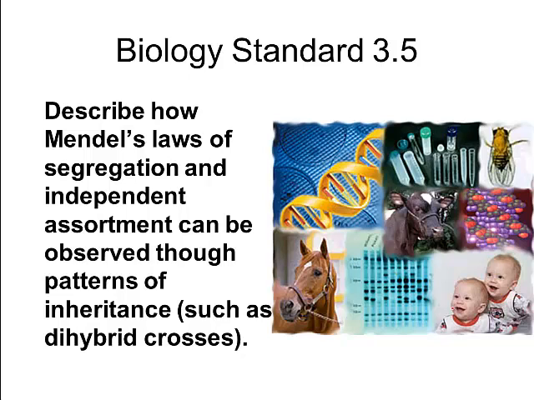Okay, this is podcast number 1 for standard 3.5. In this standard, we're going to be taking a look at basic genetics, basically looking at Mendel's laws of segregation and independent assortment, and we're going to be going over a lot of vocabulary within this section.